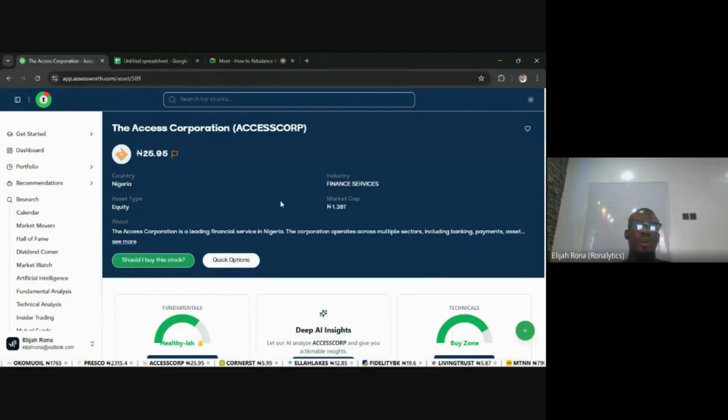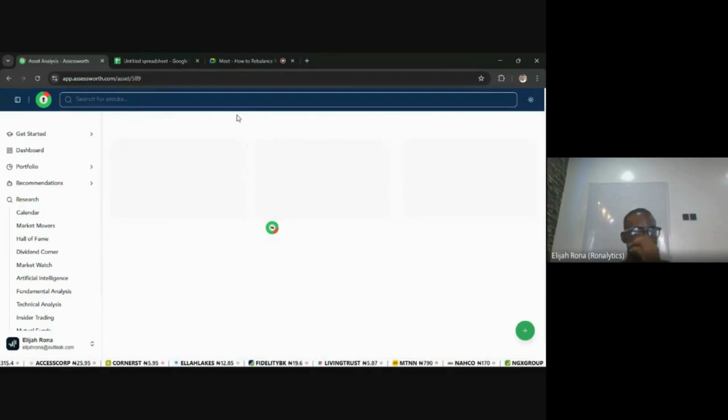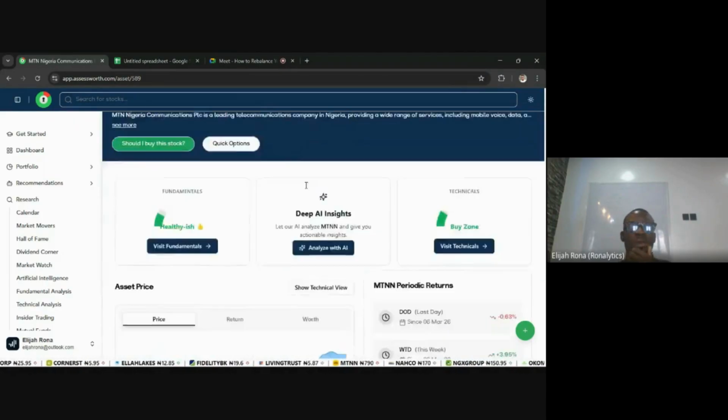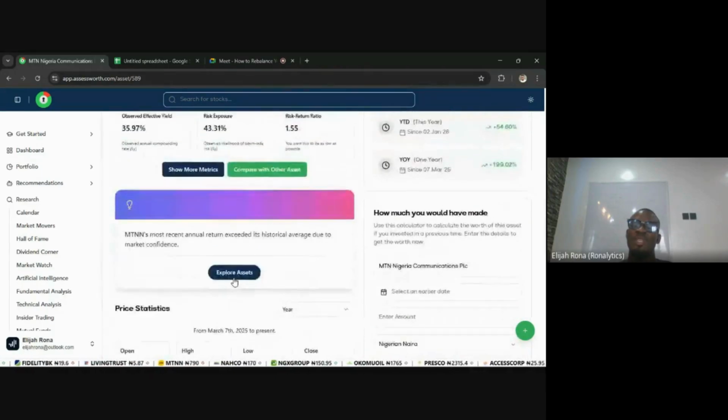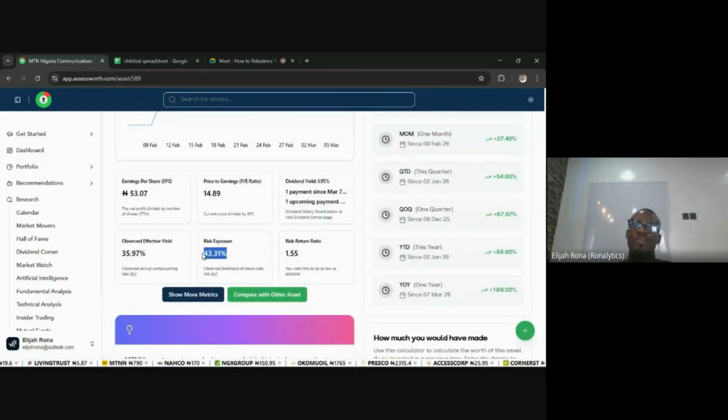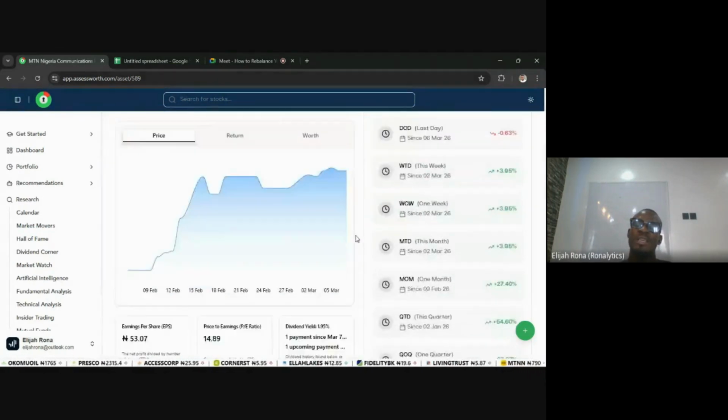Yes. So for us to do this analysis, let's start with MTN, which is the first. You can decide to use this risk exposure here, but personally, when I'm doing analysis, especially for the short term, I do not use this risk exposure. Why? Because it uses 5 years of data. This observed effective yield also uses 5 years of data. There is somewhere else on Access Words that gives you the most recent data.